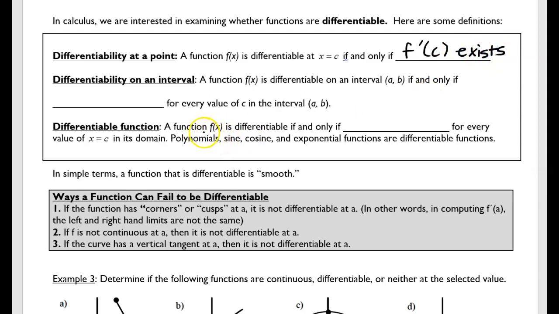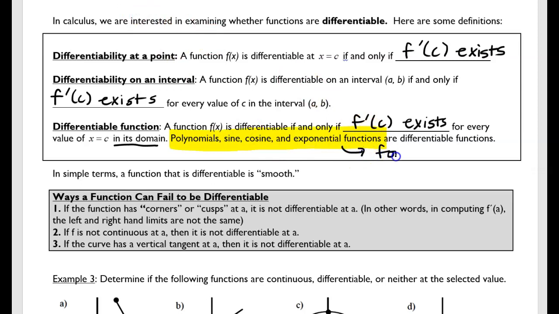I can extend that to an entire interval. A function is differentiable on an interval from a to b if and only if f prime of c exists for every value on that interval. And finally, a function is differentiable itself, notice not on an interval or at a point, if and only if the derivative exists for every value x equals c in its domain. Very specifically, polynomials, sine, cosine, and exponential functions are differentiable functions, and they're differentiable for all real numbers because their domains are all real numbers. Those are important functions for us to keep in mind, that they are always differentiable.